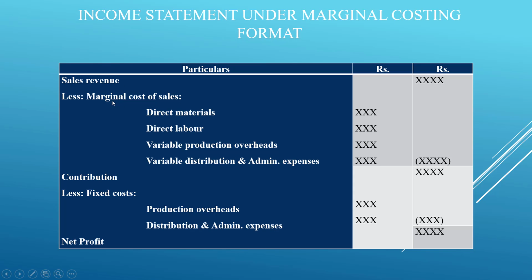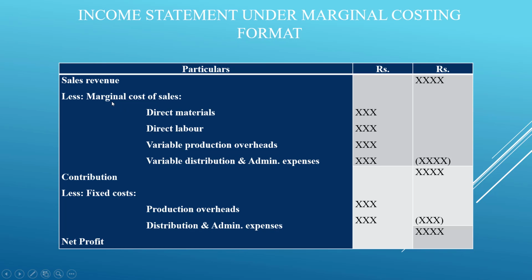The marginal cost also means the variable cost, because it includes only the variable part of the cost. Okay, they don't consider the fixed cost. So from this sales, we need to minus the marginal cost of sales, or you can say variable cost of sales also. Now, under this marginal cost, as I have already told you, it includes all the direct material, direct labor, direct expenses, and variable overheads, right?